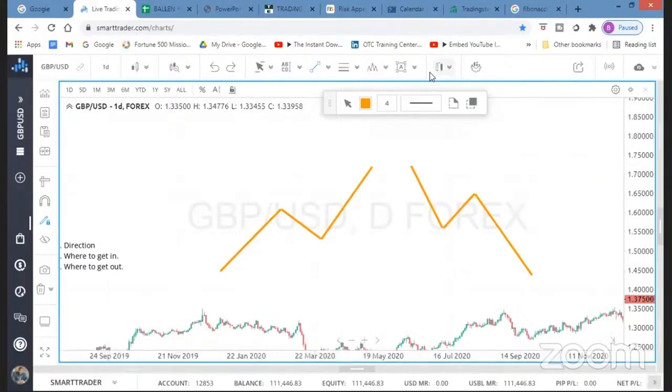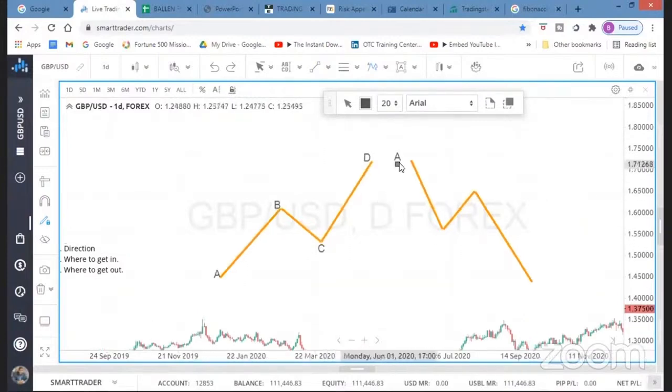And we say that it moves in ABCD waves. So look, here's our A, here's our B, here's our C, here's our D, which represents completion for that wave cycle. Here's our A, here's our B, here's our C, here's our D.